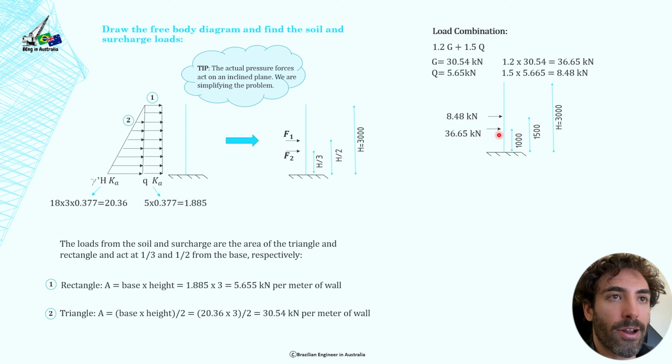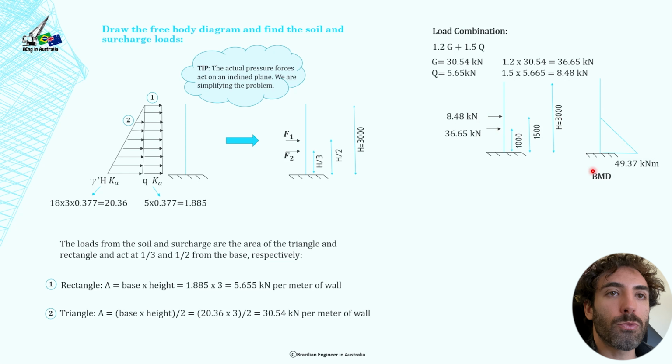Same free body diagram, but now with the factored point loads acting at 1 meter and 1.5. 1.5 is 1/3 of 3. 1 meter is 1/3 of 3. 1.5 is half of 3.